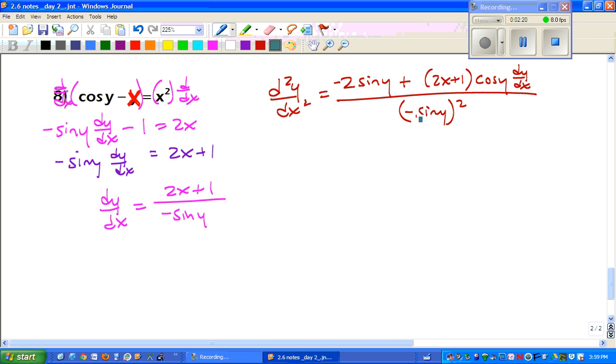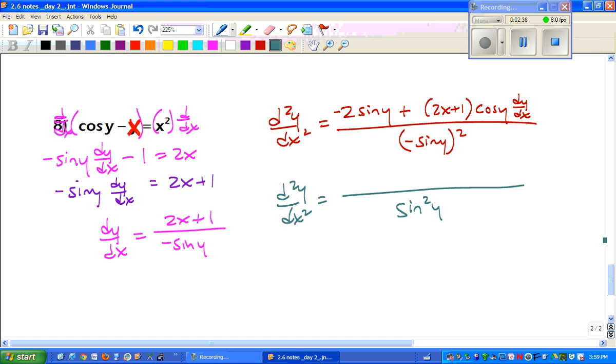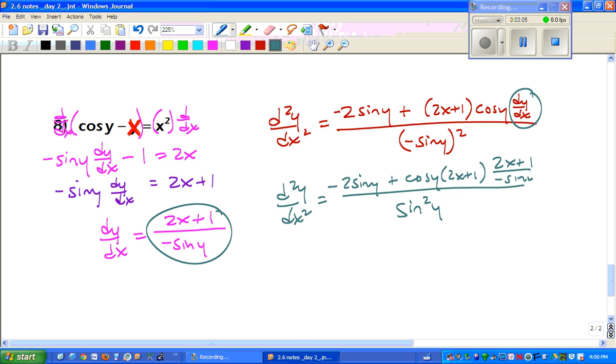So for this denominator, we take negative sine of y times negative sine of y. We're just going to end up with sine squared of y. Up top, we don't want this dy dx in here. We need to go ahead and replace the dy dx with what it's equal to, what we found out in the first part of the problem. So we have negative 2 sine of y plus, I'm going to put the cosine of y out in front. Cosine of y times 2x plus 1 times dy dx, we get 2x plus 1 over negative sine of y.